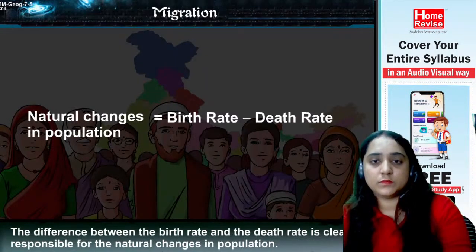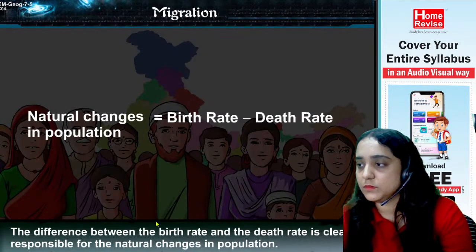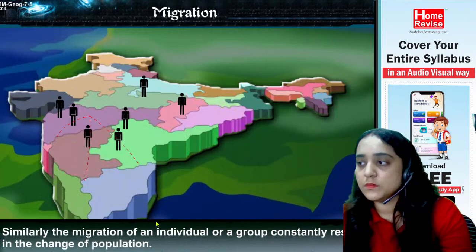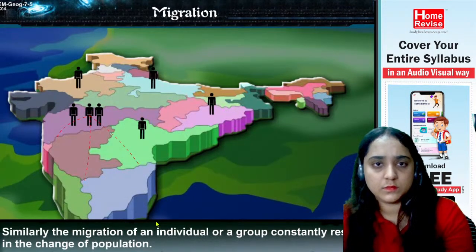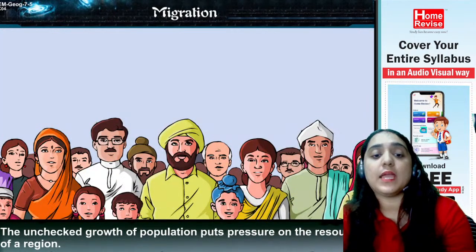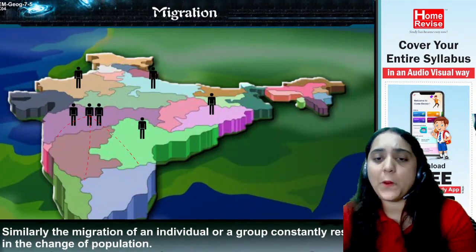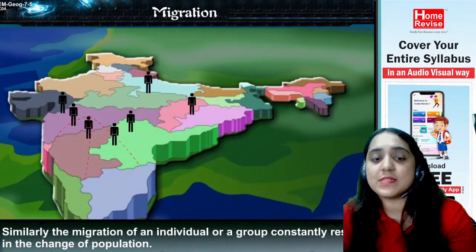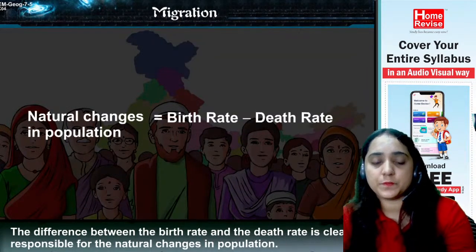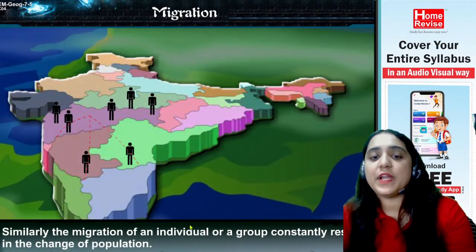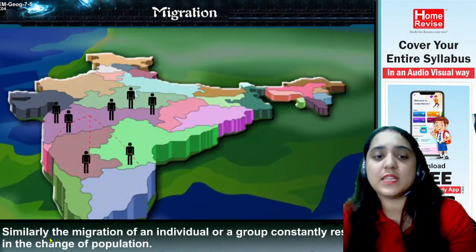The difference between the birth rate and the death rate is clearly responsible for the natural changes in population. Similarly, the migration of an individual or a group constantly results in the change of population. So migration plays a really important role, like the constant moving of a single individual or a group of people from one place to another. See, pay attention, for the natural changes in population. Similarly, now the migration of an individual or the group constantly results in the change of population.